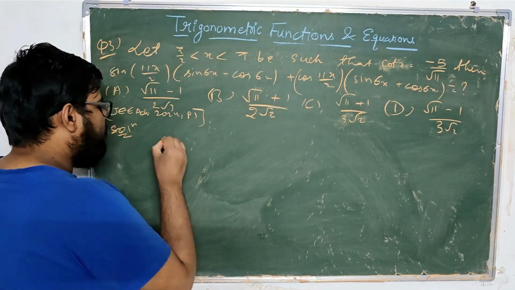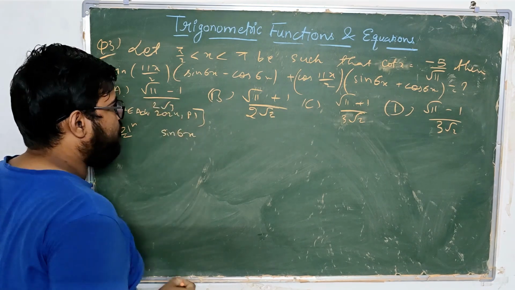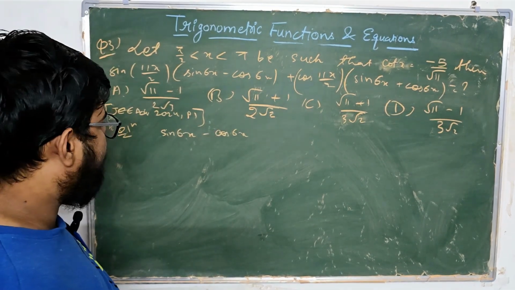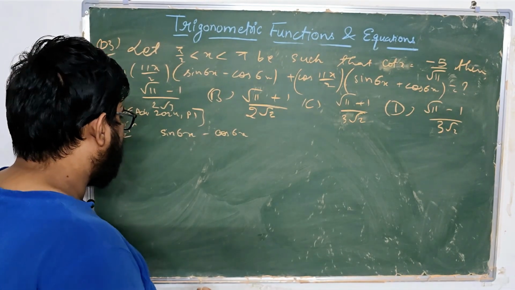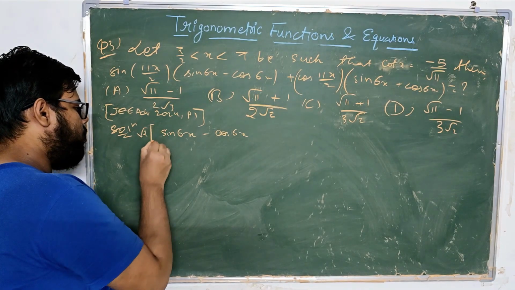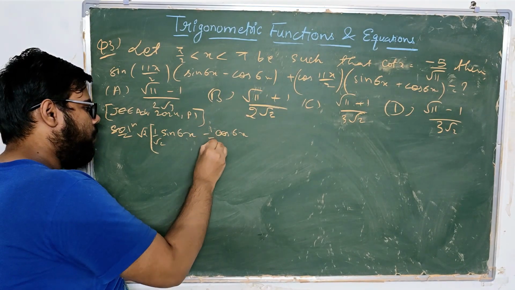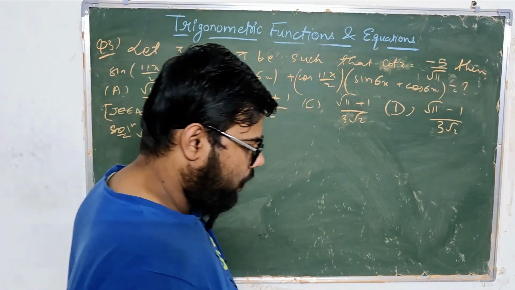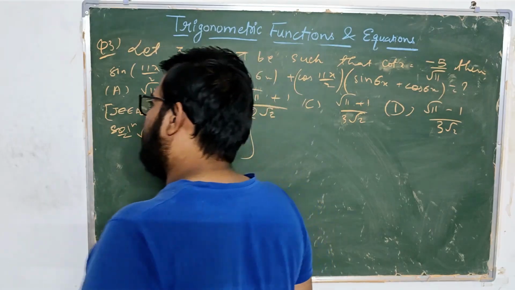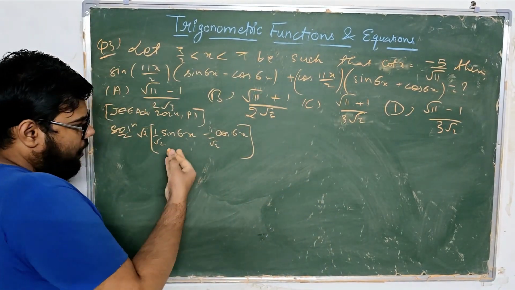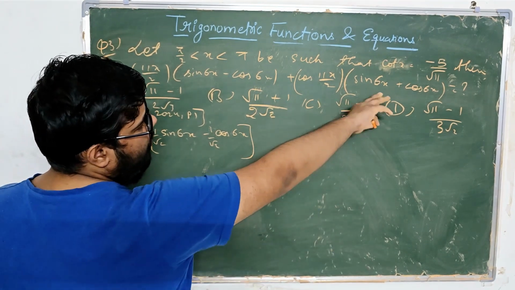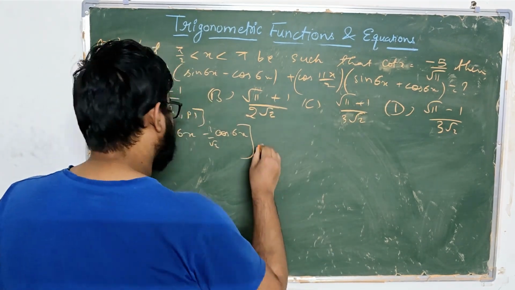Okay, so sine 6x minus cos 6x, you can write it as root 2, you can take common, 1 by root 2. Here we see a negative sign, so probably over here we can think of it as making it in form of sine. And if you take it in terms of cos, then you have to make it in form of sine. Why? I will tell you in some time.